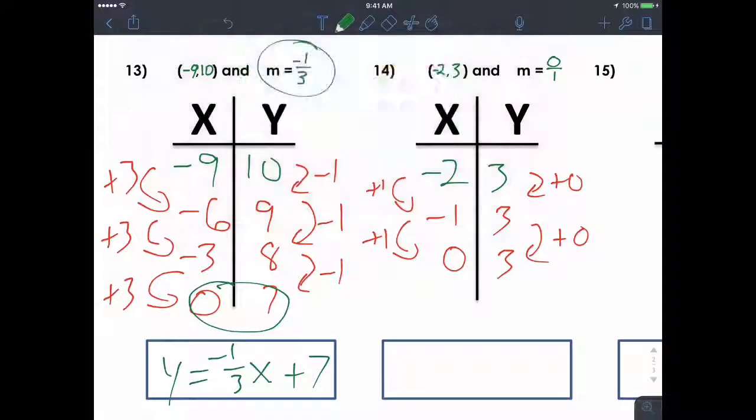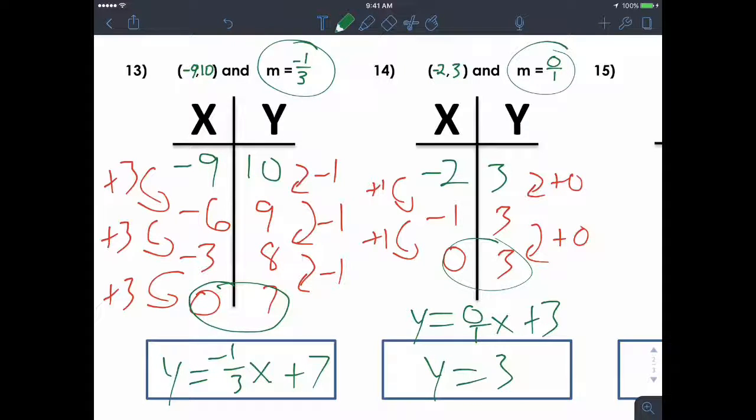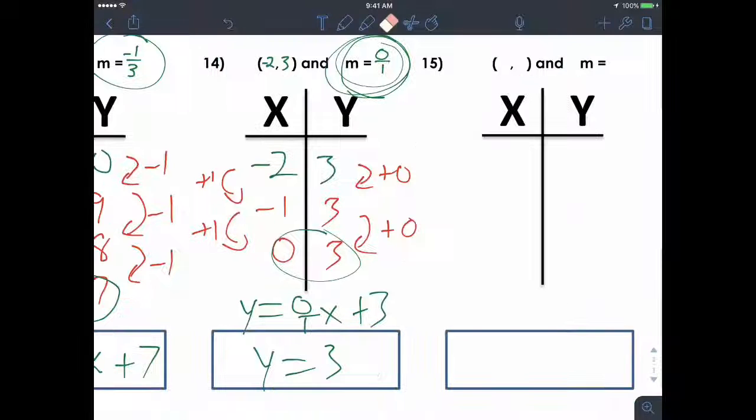Over here there's the slope, there's the y-intercept: y equals 0 over 1x plus 3. Now 0 times x is going to just make that x disappear, so you get y equals 3, which we should have known because since it's a slope of 0, we know every slope of 0 is a horizontal line, and every horizontal line starts out with y equals. Okay? All right, last one, number 15.